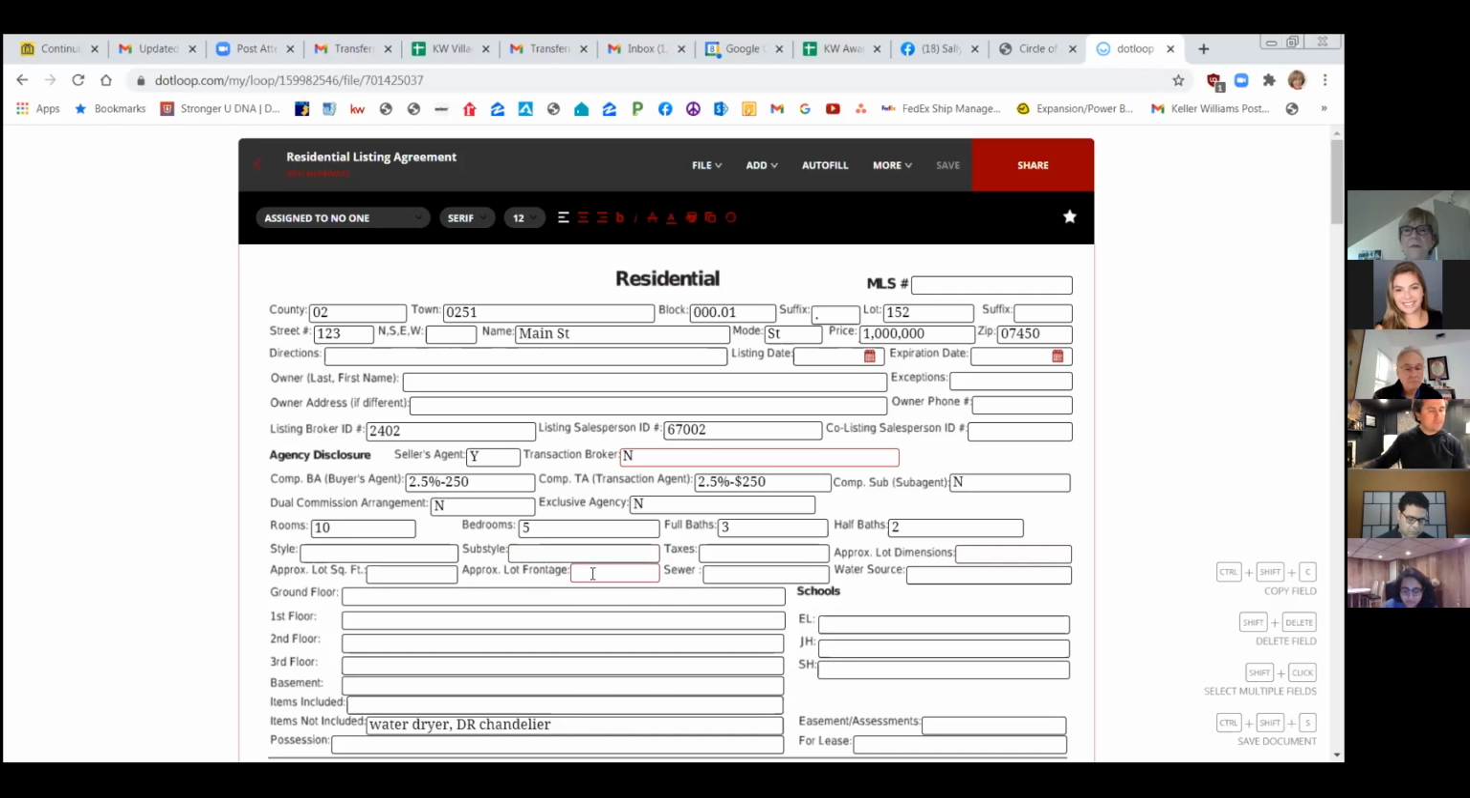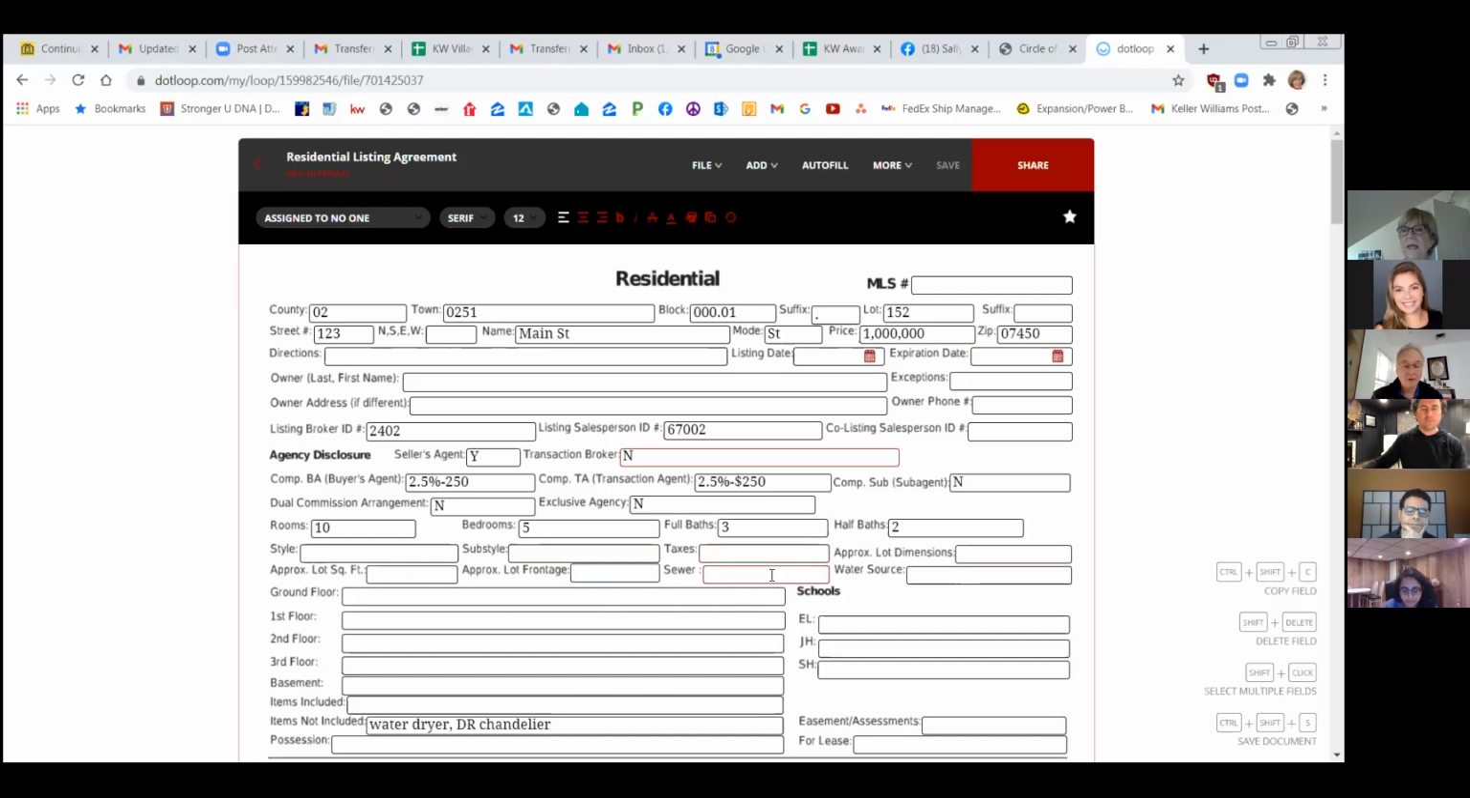And then lot frontage. So over here with dimensions, usually there's two, right? So let's say it's 100 by 150. The first number is always the frontage. So if it were 100 by 150, we would fill in 100 here.